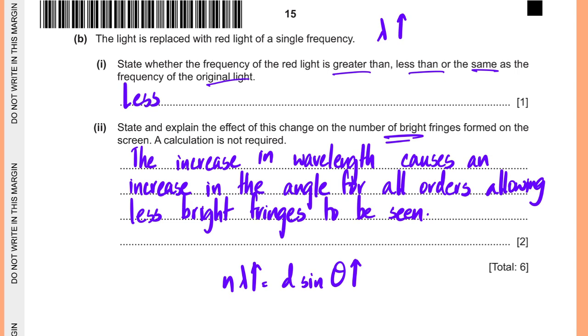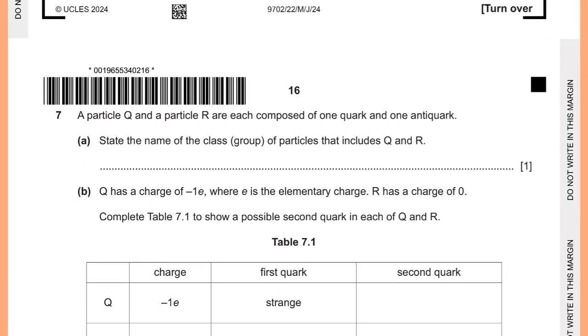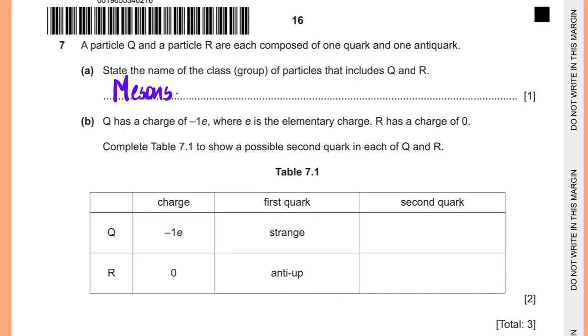Let's go on. A particle Q and a particle R are composed of one quark and one anti-quark. So we know these are called mesons, and that's what the question is. So these are mesons, and that falls under the major category of hadrons, right? Anything that's made up of quarks is a hadron, and something which is made up of 3 quarks is called a baryon, and the other one, which is a quark and an anti-quark, that's what our syllabus restricts us to. That's a meson. Q has a charge of -1e, where e is the elementary charge.